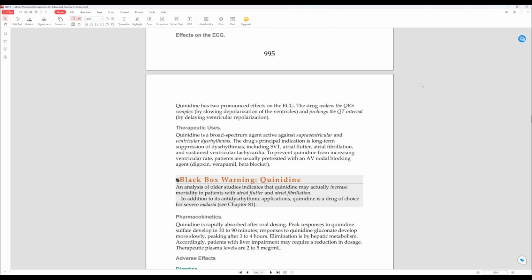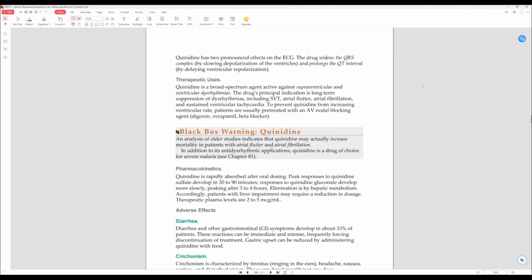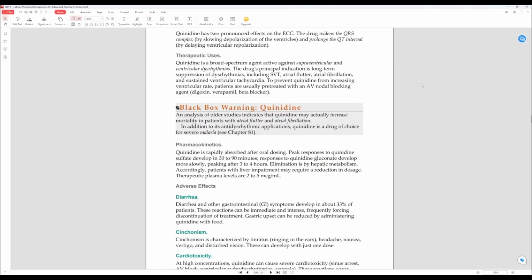Its therapeutic use, therefore. Quinidine is a broad-spectrum agent, active against supraventricular and ventricular dysrhythmias. The drug's principal indication is the long-term suppression of dysrhythmias, including SVT, A-flutter, AFib, and sustained VTach. To prevent quinidine from increasing ventricular rate, patients are usually pretreated with an AV nodal blocking agent, again, digoxin, verapamil, or a beta blocker.